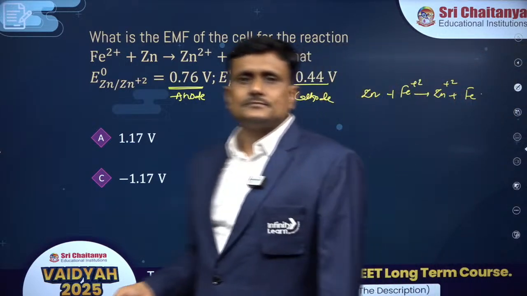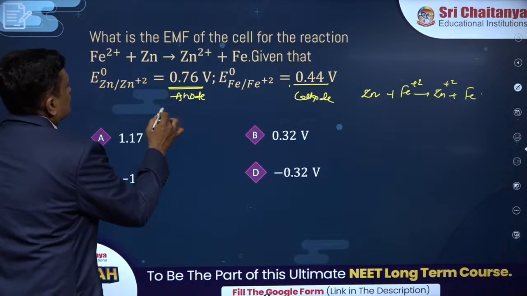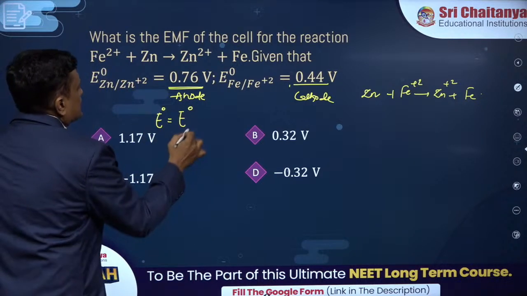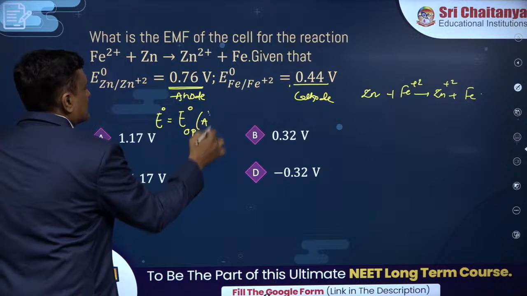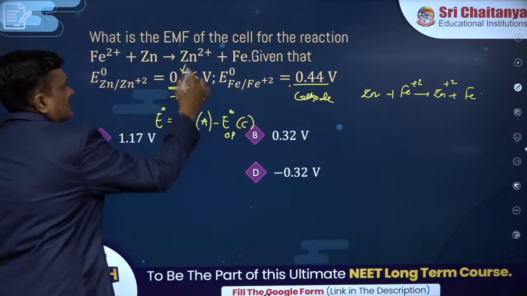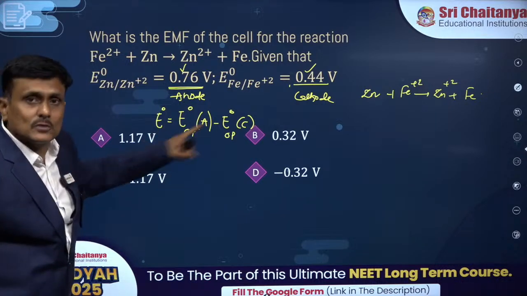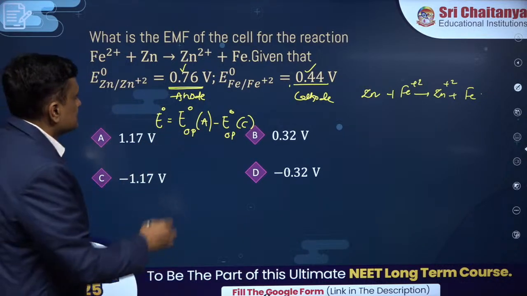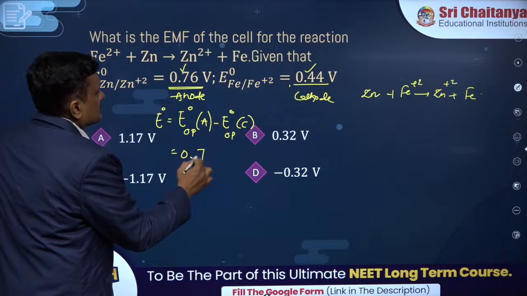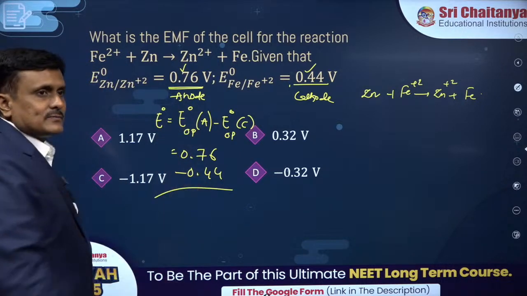One thing. When you write EMF, not EMF actually, E naught equals oxidation potential of anode minus oxidation potential of cathode, if you are writing in terms of oxidation potential. If you are writing in terms of reduction potential, cathode minus anode. Remember, so higher minus lower. Easy question. Plus 0.32.